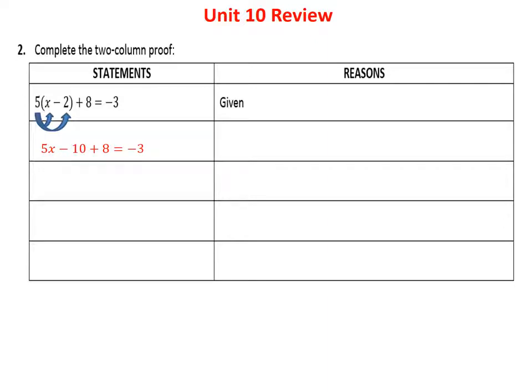What property did I use? What allowed me to do that? That was the distributive property that I used. Next, I might look on the left and the right side and see if there are any terms to combine, and I notice here negative 10 and 8 can be combined. Negative 10 plus 8 is negative 2. So we write down 5x minus 2 equals minus 3. What was the property there? I simply call that combining like terms. Remember, you can only combine on one side or the other side. You don't combine across the equal sign.